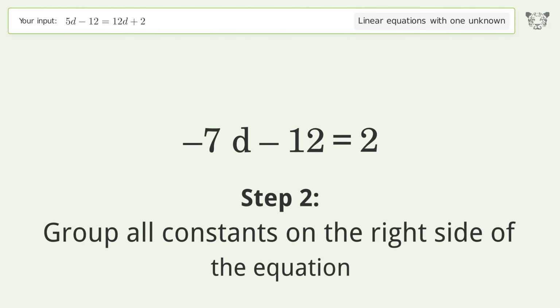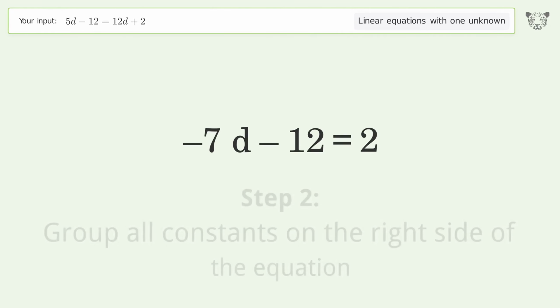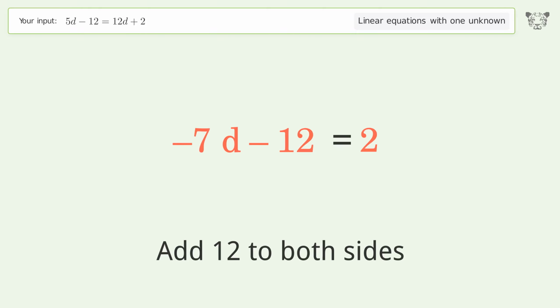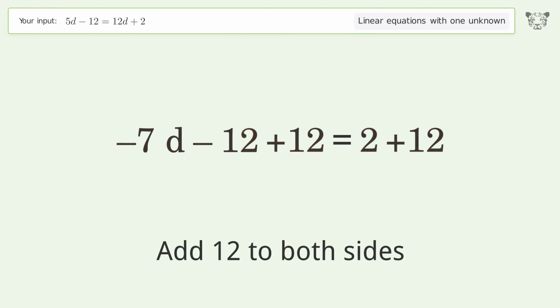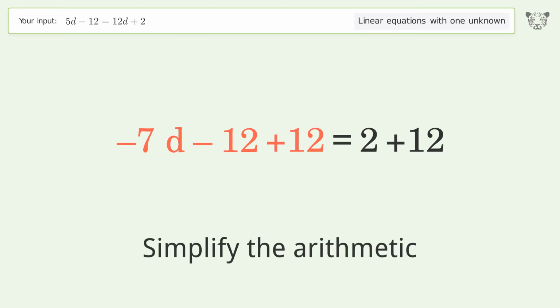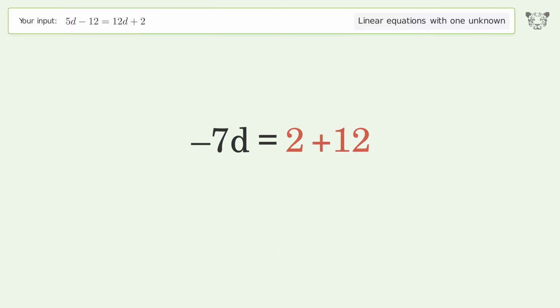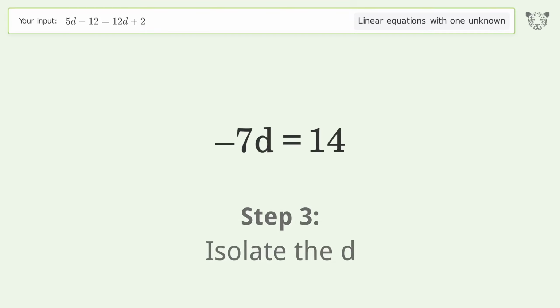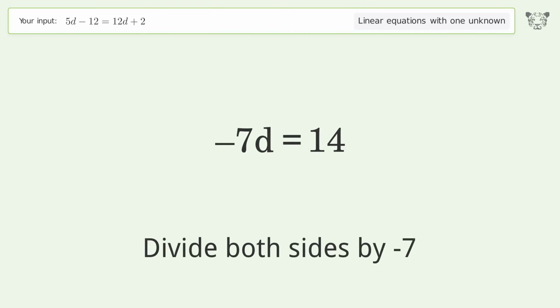Group all constants on the right side of the equation. Add 12 to both sides. Simplify the arithmetic. Isolate the d. Divide both sides by -7.